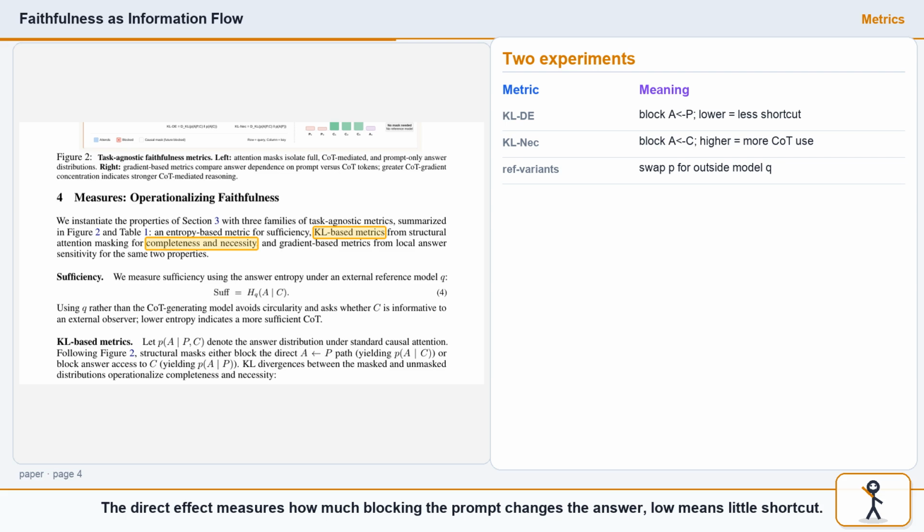The direct effect measures how much blocking the prompt changes the answer. Low means little shortcut. Necessity measures how much blocking the chain of thought changes it. High means the trace really matters. Each also has a reference model variant.